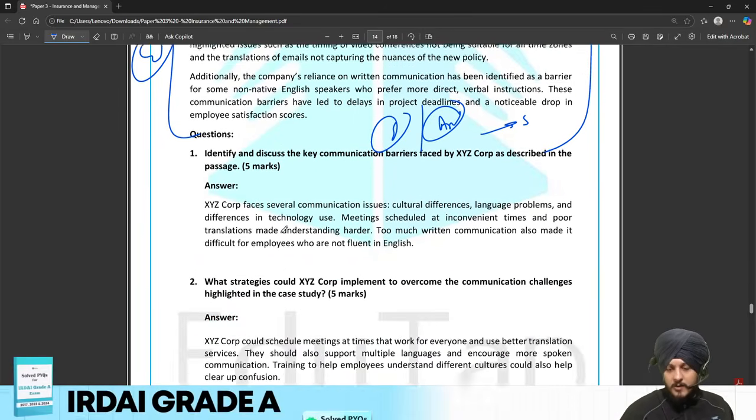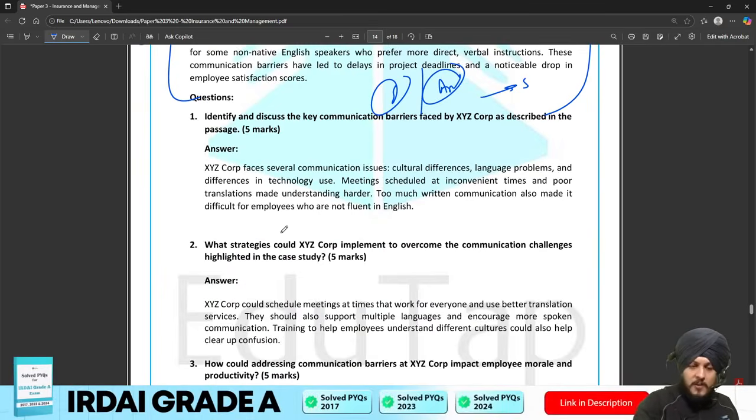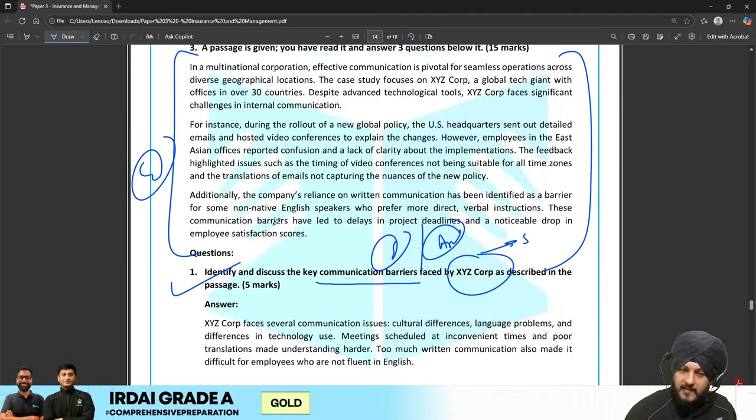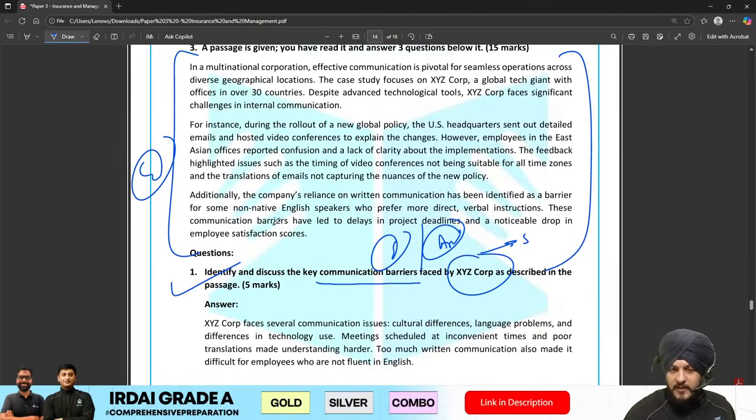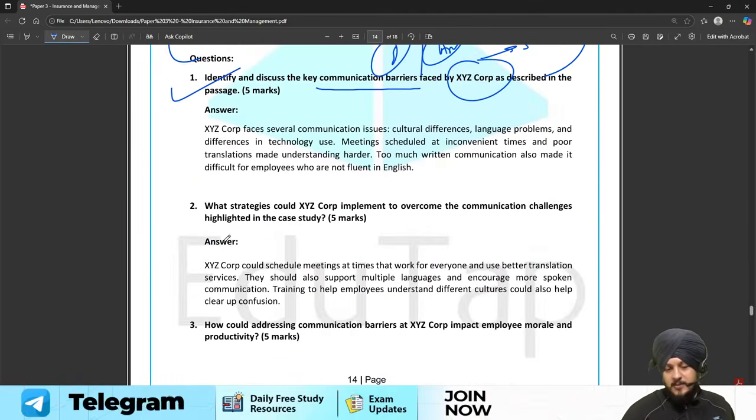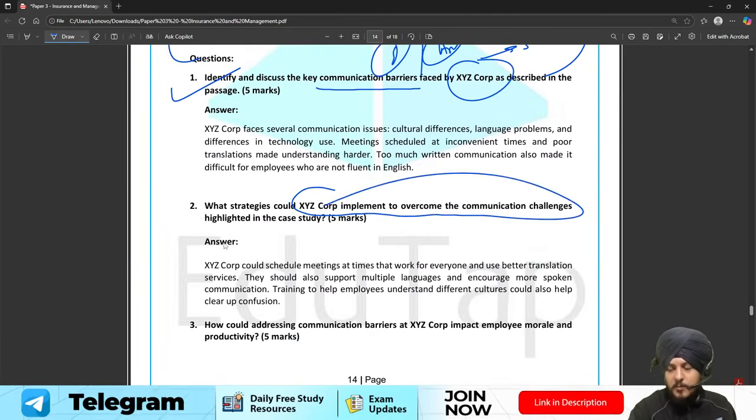So that is what I wanted to convey. Based on that, you can see the question: identify the key communication barriers faced by XYZ group. So you can read the passage, identify the barriers based on that, and write the answer. Then: what strategy could XYZ implement to overcome the communication challenges?